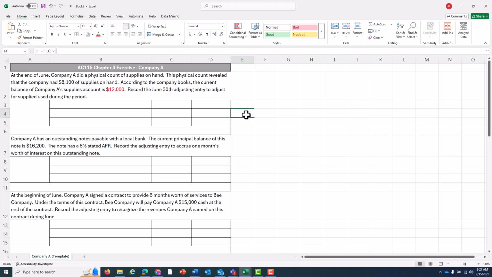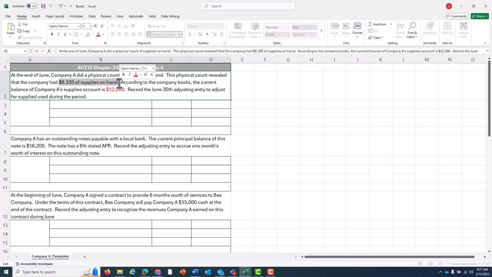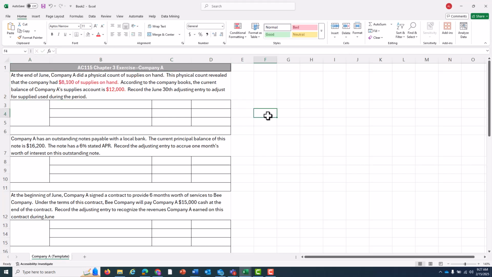At some point in time during the month of June, Company A owned $12,000 worth of supplies, and they used them during the period, and they didn't record an expense every single time they used a supply because that would be madness. What they did is at period's end, they sent somebody out to physically count the inventory to determine what amount of inventory they had, as they say, on hand. And our physical count revealed that Company A still owned $8,100 worth of supplies at period's end. So we need to make an adjustment for what got used, and that's the difference between what we had, $12,000, and what we ended up with, $8,100.